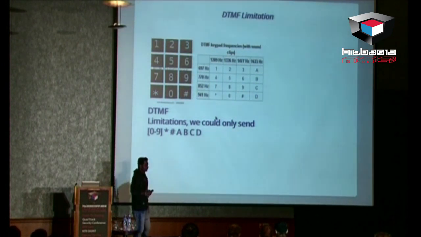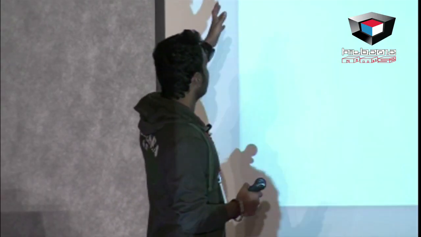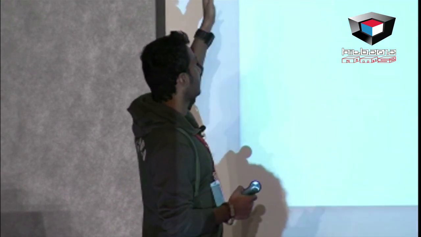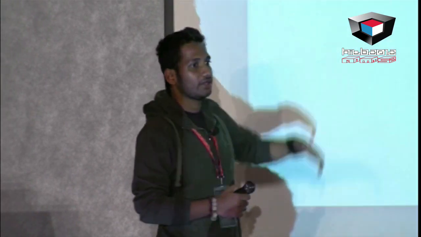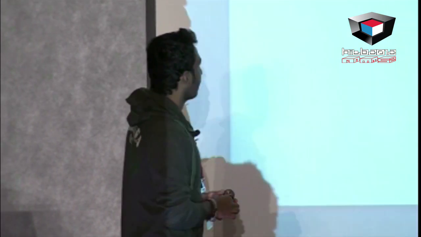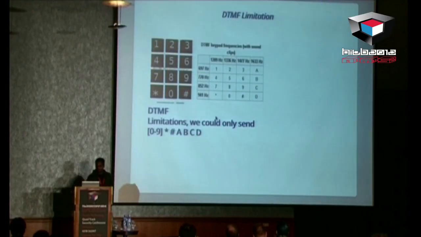DTMF has a limitation. Our phone has a limitation on the keys it can send. We could only send a star, hash, or 0 to 9 characters to the applications. And we can't send a voice payload, because only if the word is defined in the application could we send payloads. So it's really hard to send an SQL injection payload to these applications because of the limitations of these input characters.